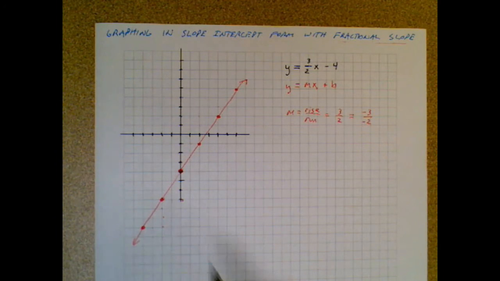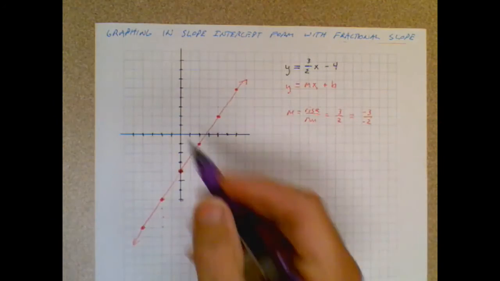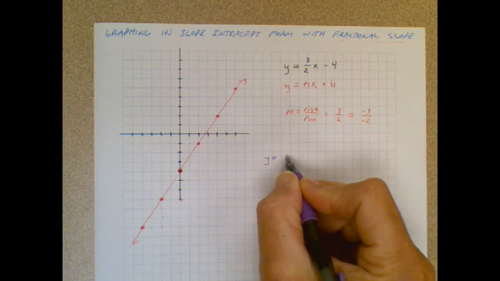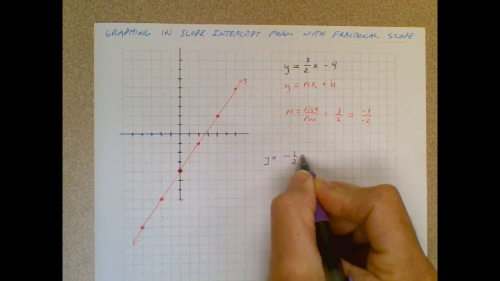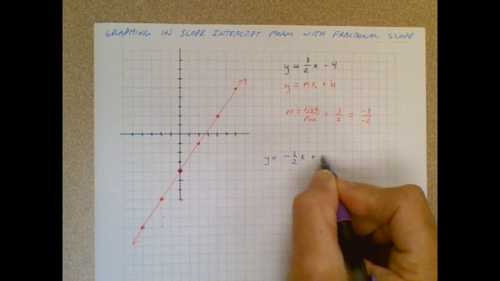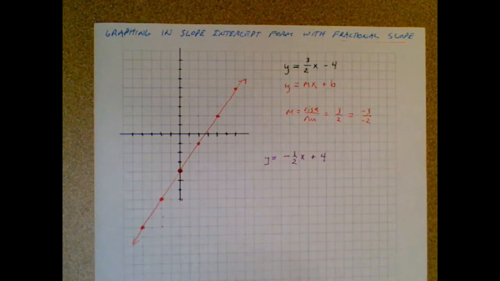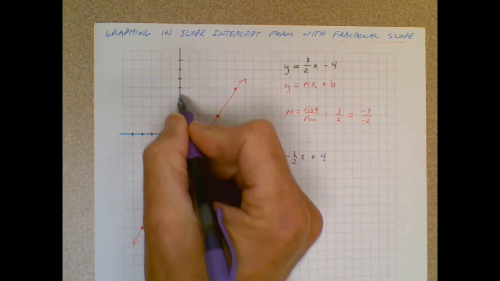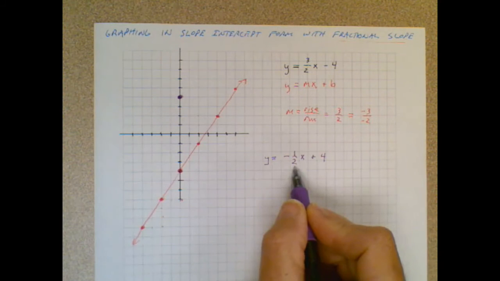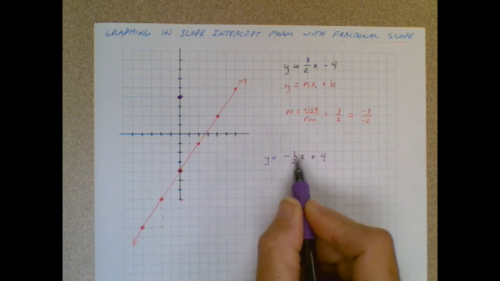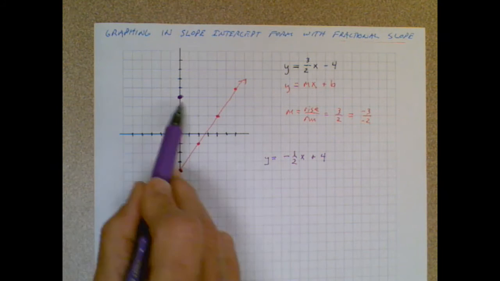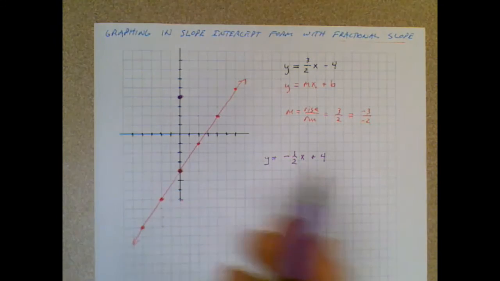Let's do one more example. I'm going to graph it on the same coordinate grid, but now I'm going to use y equals -1/2 x plus 4. All right, so now my y-intercept is +4, but my slope is a negative slope. So because my slope is negative, I know my line needs to be going downward or downhill as I travel from left to right.